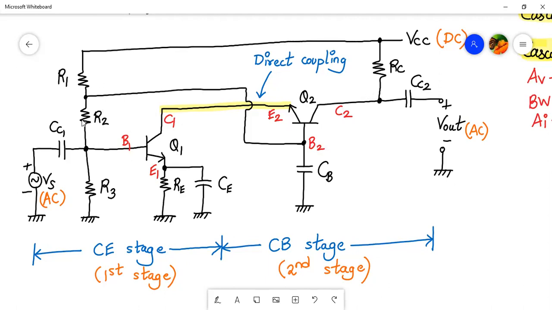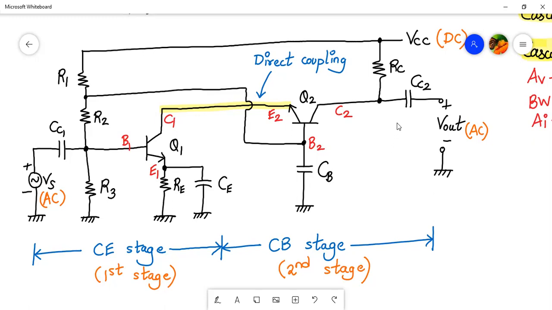So let us identify what is the first stage. In the first stage, input is applied to the base and output is taken at the collector, so the first stage is a common emitter stage. Whereas in the second stage, input is applied to the emitter and the output is taken from the collector, so the second stage is a common base stage, right? And here we have a voltage divider. CC1 and CC2 are input and output coupling capacitors. CB is the blocking capacitor. And these arrangements have been made such that it works as a cascode amplifier, right?